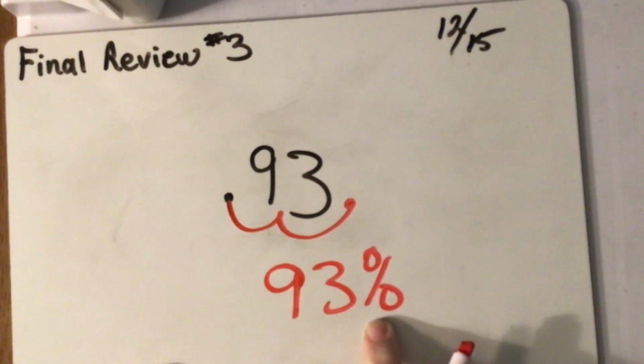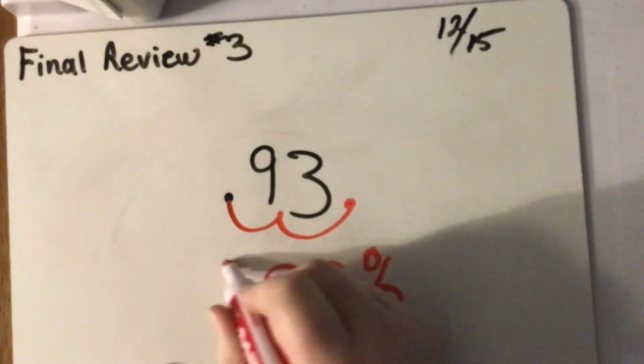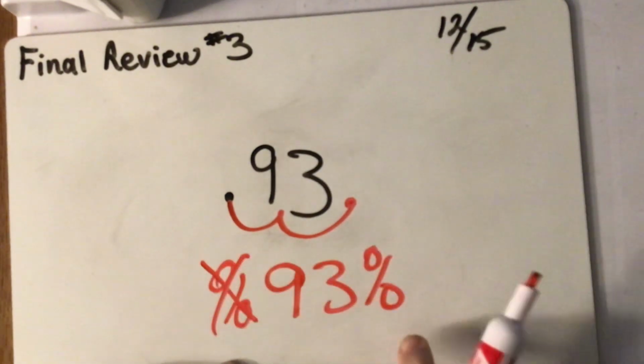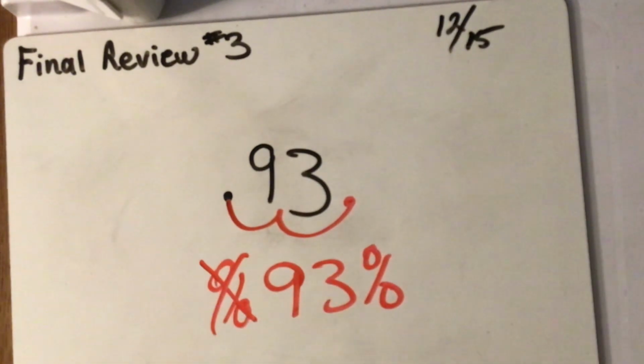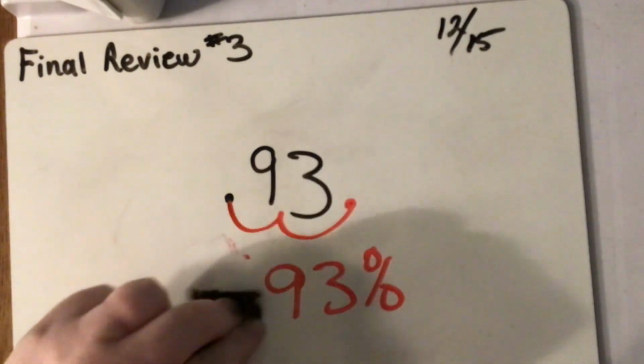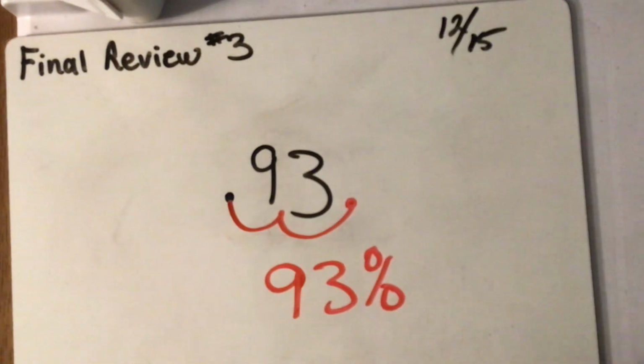Don't forget the percent sign. Do not put it up here. It doesn't go there. It goes here. 93%. Dollar signs go in the front. Percent signs go in the back. All right.